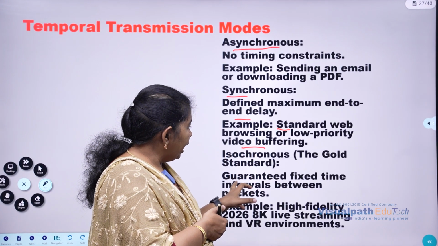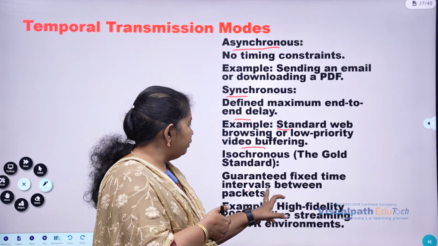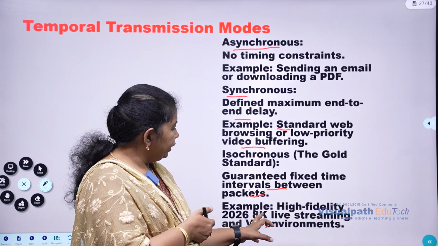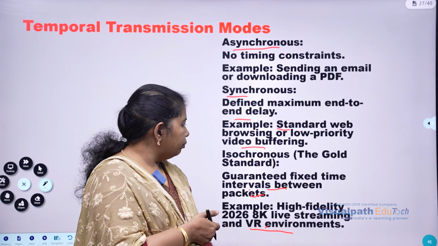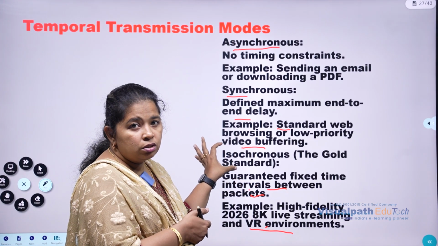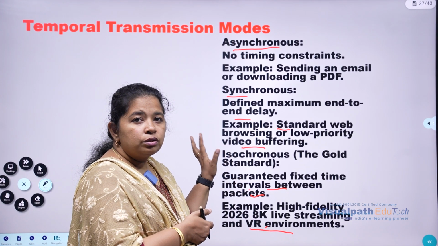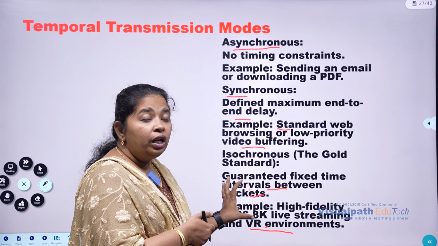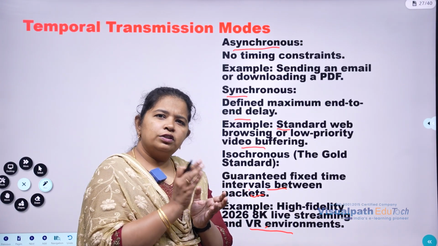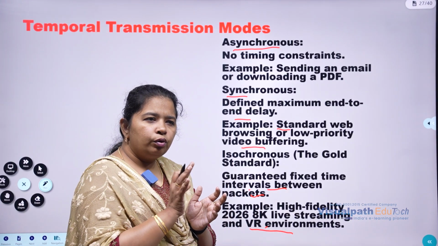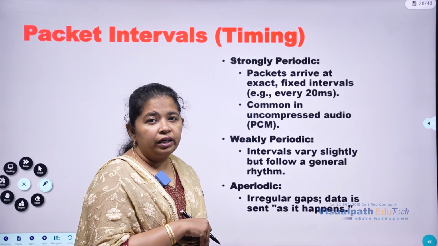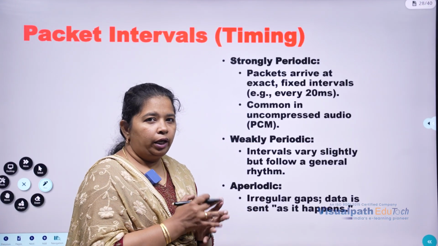Next, isochronous: a guaranteed fixed time interval between the packets, right? High fidelity, 2026, 8K live streaming and VR environments. So nowadays live streamings are using this isochronous, right? Only isochronous they are using for live streaming. So with a short fixed time they will send the data, and it should be received within the particular time. So what is the interval of the particular packet? What is a packet about? It's about data, right?